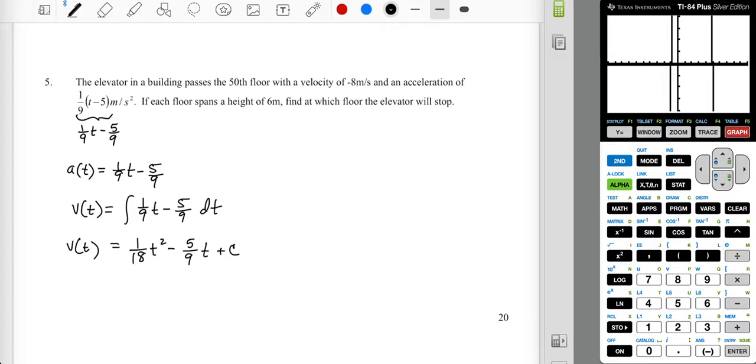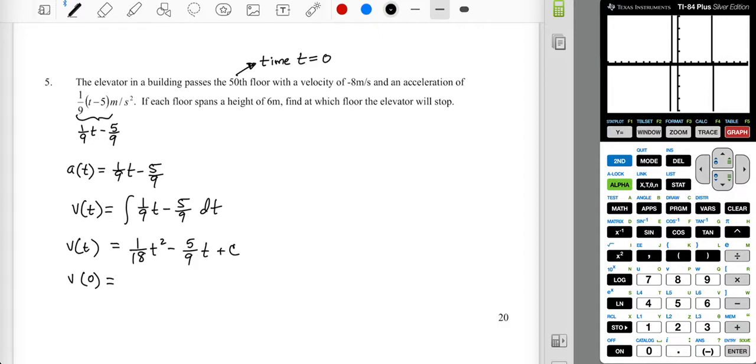All right, they say that once it passes the 50th floor, it'll have a velocity of negative 8 meters per second. So let's call that time t equals 0. They didn't give us a starting time, so maybe we're the ones on the 50th floor. We only care about what happens in relation to the 50th floor. We don't have anything else to go on, so why not just let that be the moment that time is equal to 0?